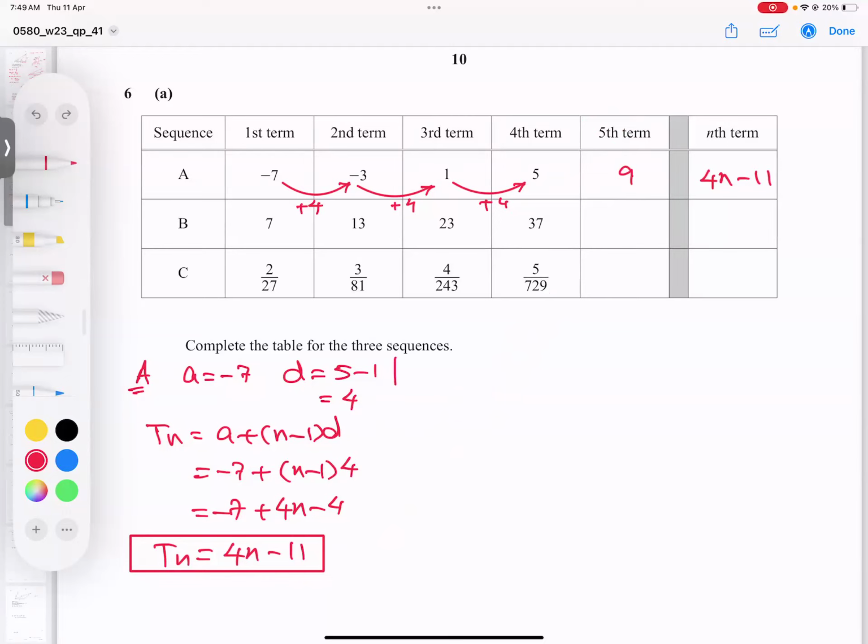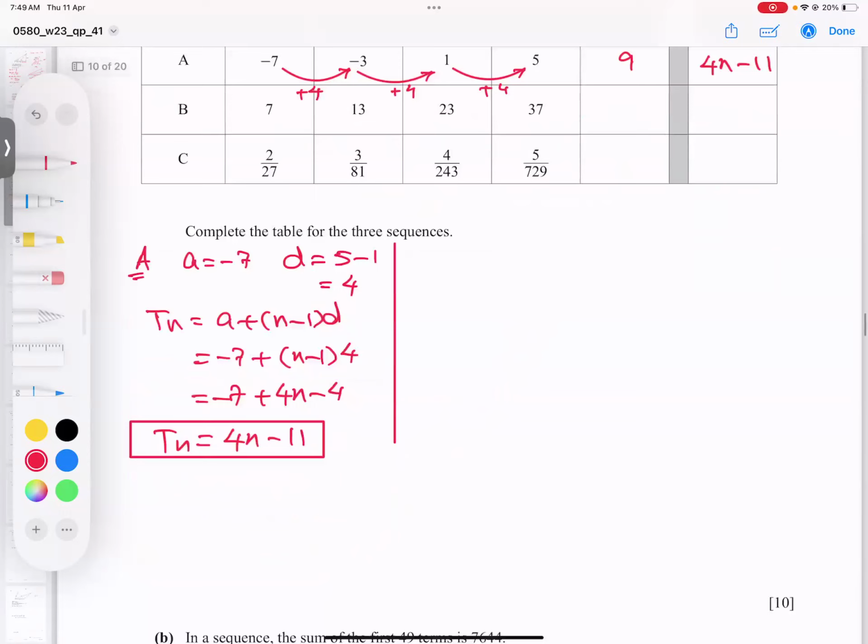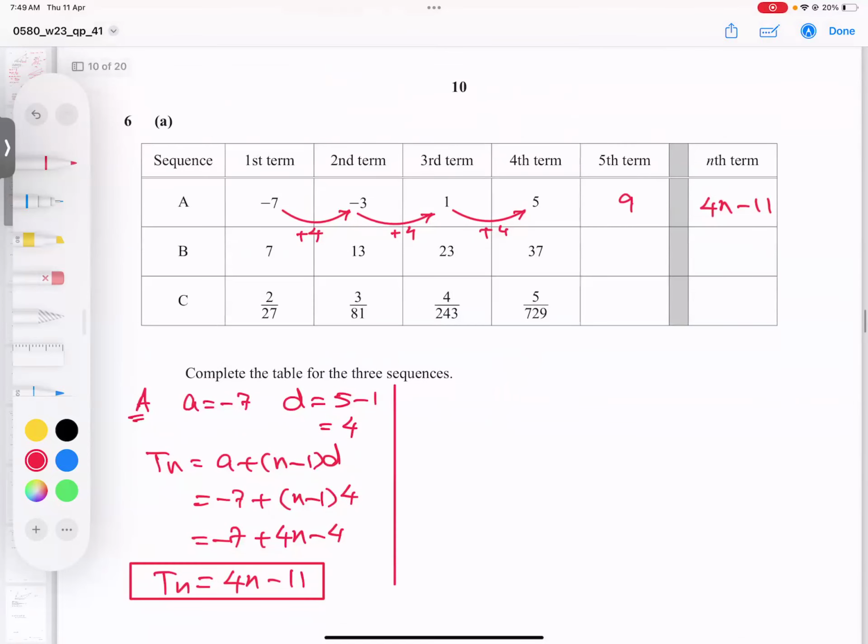Now let's see the other question. Other question, what do we have? This is a very clear 7. If you see carefully, 7 plus 6, 13. Okay. And then adding 10, we got this one, and adding, I think, 14. Okay. So it is not working with the AP. It is not working because these gaps are not the same.